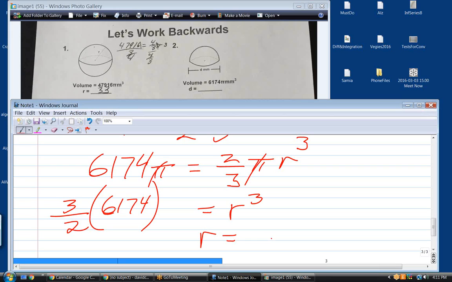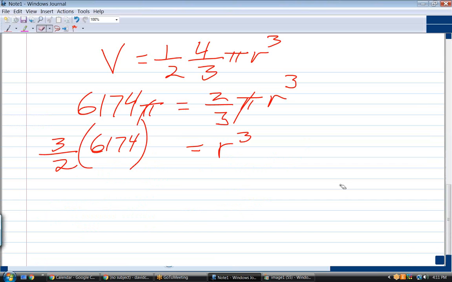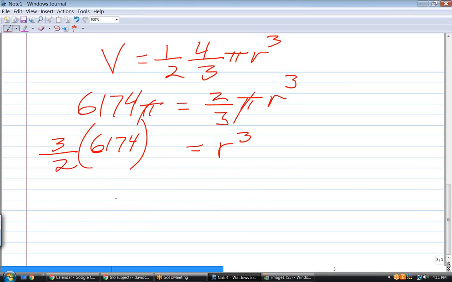Wait, I'm confused. How did you do this? Okay, let's start with this step right here. Did you see how I got to this step? Yeah. Okay. Now go ahead and multiply 3/2 times that. Come up with a number. What's that number? 9,261. So 9,261 equals r cubed. So how do I solve for r? You take 9,261 and find the cube root of that, and that equals r. What's the cube root of 9,261?